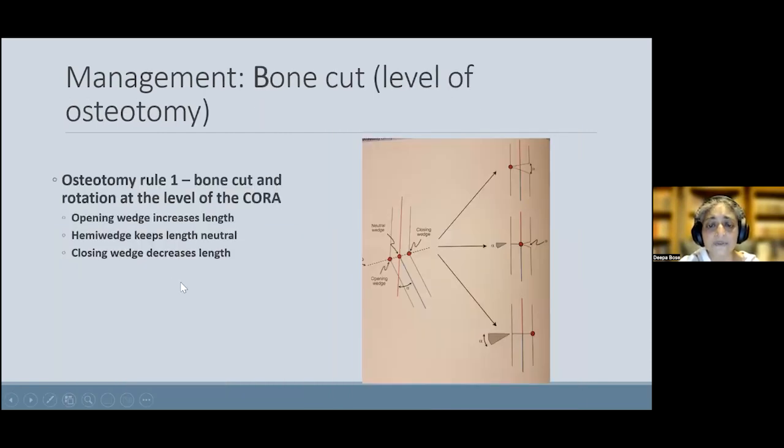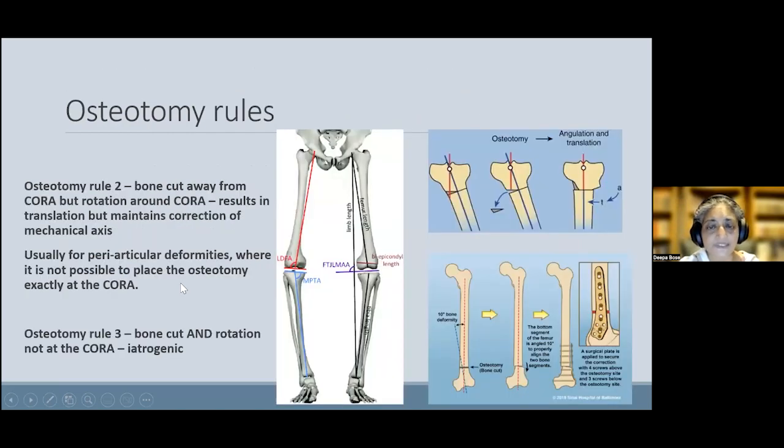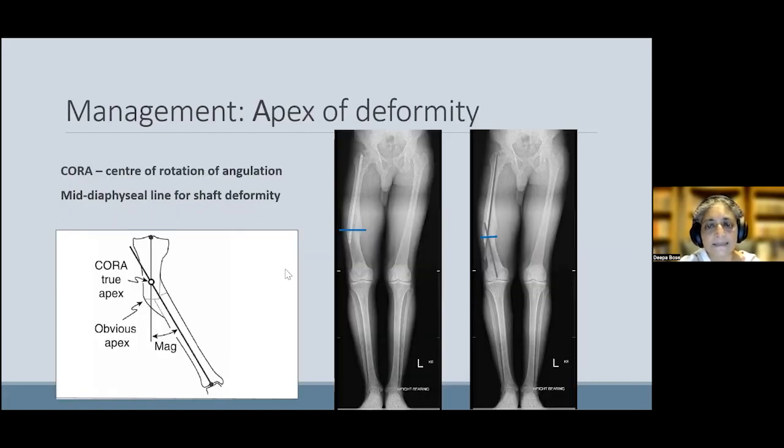And you can see an example of that in the x-rays demonstrated on the right-hand side, where the CORA of the deformity is slightly distal to where the bump in the bone is.